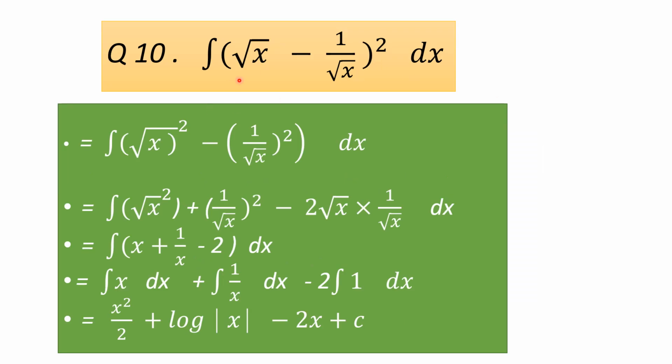What does this say? Under root of x minus 1 upon under root of x whole square dx. Now in this question, please apply the a minus b whole square formula. Okay, we will be solving this term. It will be under root of x whole square plus 1 upon under root of x whole square minus 2 under root of x into 1 upon under root of x. So you get a square plus b square minus 2ab.